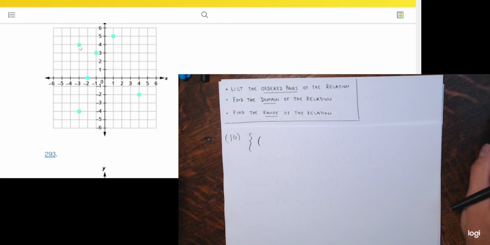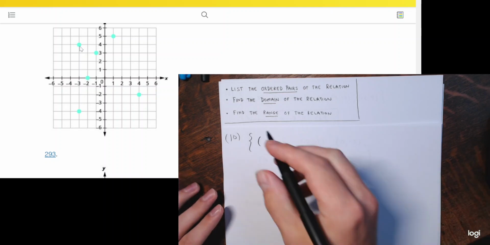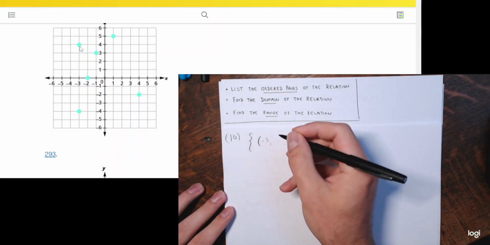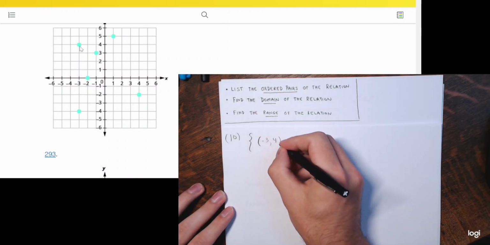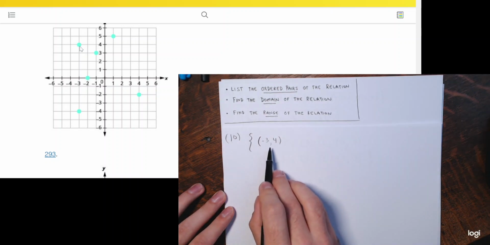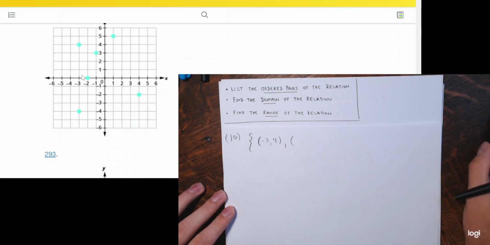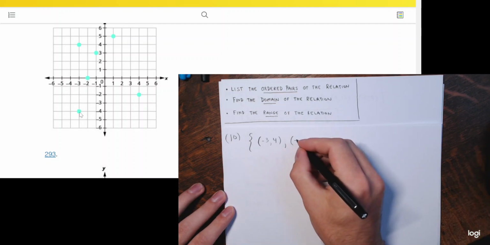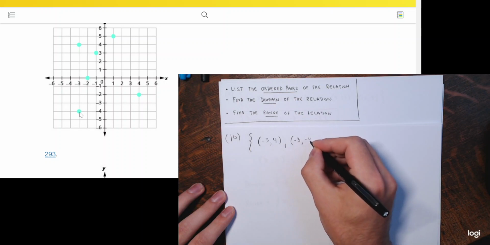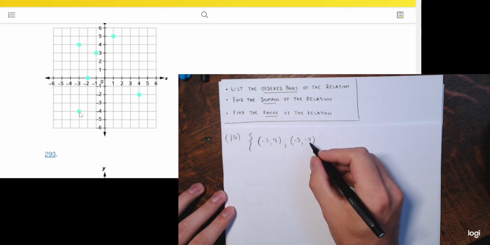All right. So this point here, where my cursor is floating around, that's in line with -3 on the x-axis, and it's in line with +4 on the y-axis. So that's the ordered pair -3, 4. Comma, then there's a point directly below that that's in line with -3 on the x and -4 on the y. So -3 for the x coordinate and -4 for the y coordinate. So -3, -4. There's another ordered pair.